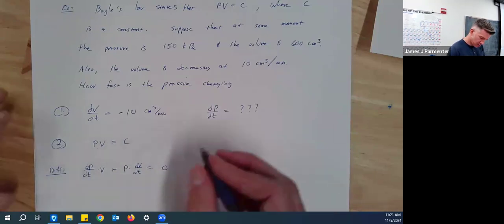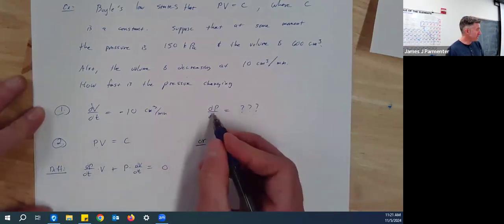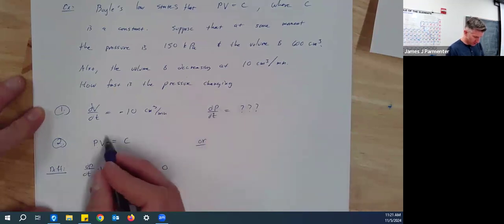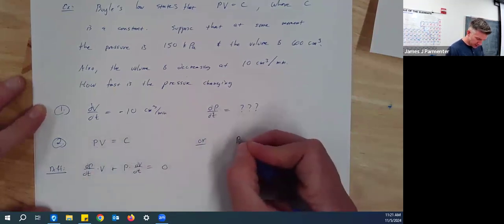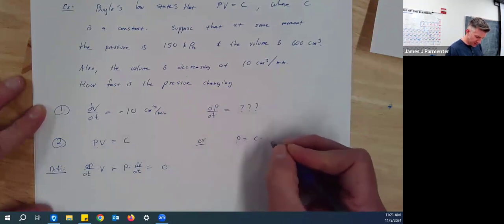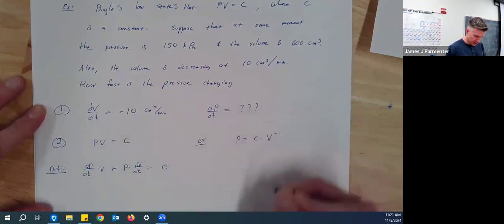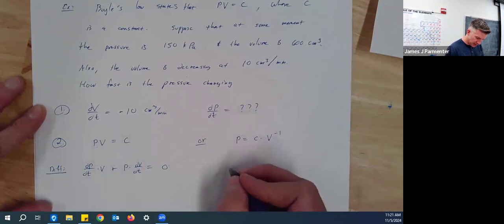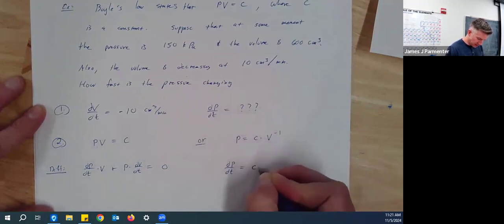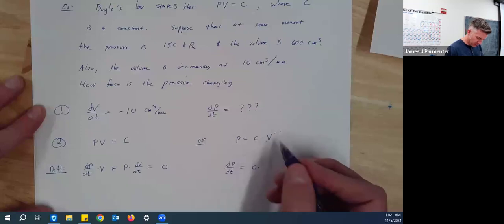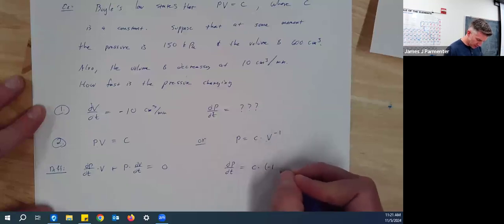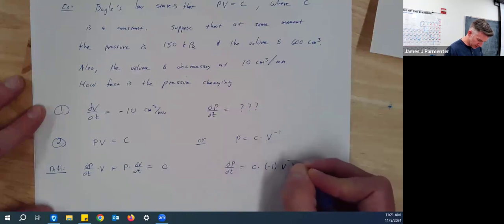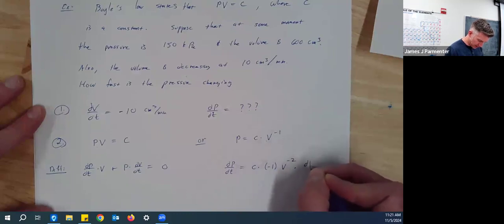Or, since we know we're trying to find dP/dt, we could solve this equation for P. Say that P is equal to a constant divided by V, or multiplied by V to the negative 1, and then differentiate both sides and say that dP/dt is equal to C times the derivative of something to the negative first, which is negative 1 times that something to the negative 2 times the derivative of that something.